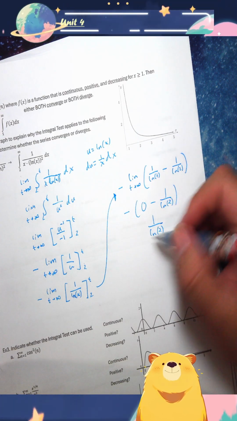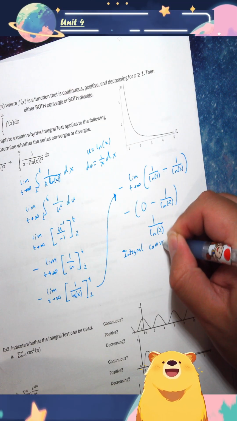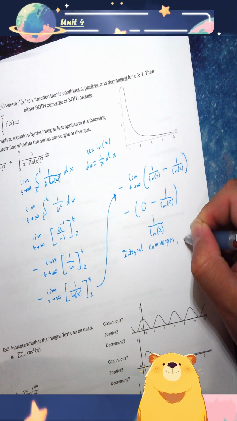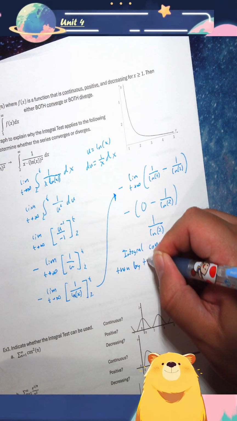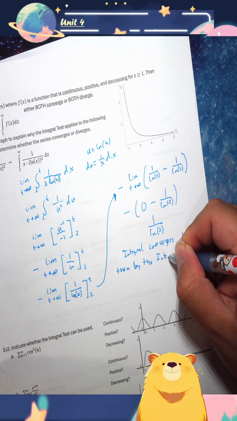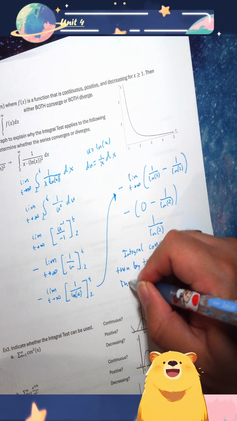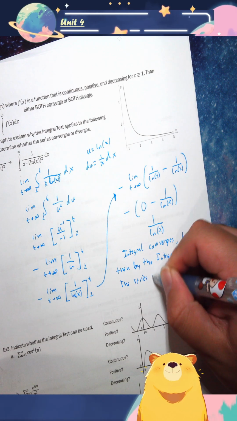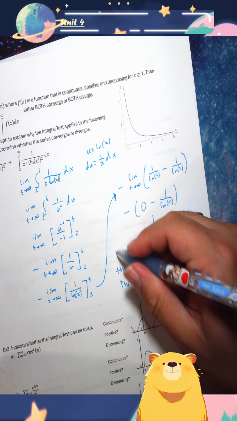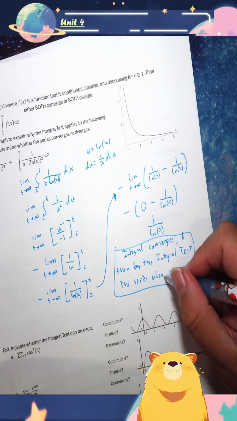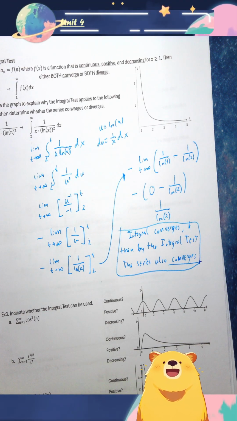Now, this says that the integral converges. And then by the integral test, the series also converges. So the answer is that the series converges. But the way we figured it out was we did the integral of that first.